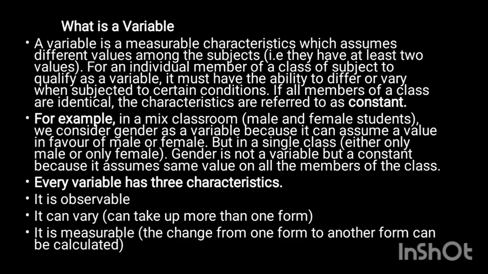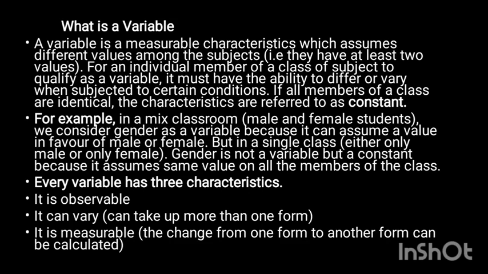For example, in a mixed classroom, that is a classroom that has both male and female, we consider gender as a variable because it can assume a value in favor of male or female. But in a single class, that is a class that is either pure male or pure female, gender is not a variable but a constant because it assumes same value on all the members of the class. So let me use this now, explain what variable is and also differentiate it from constant.